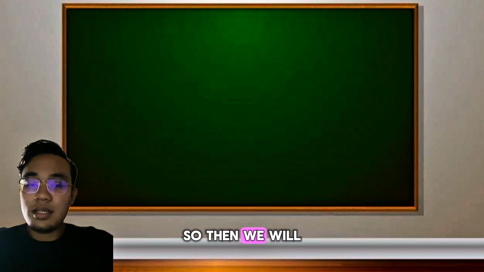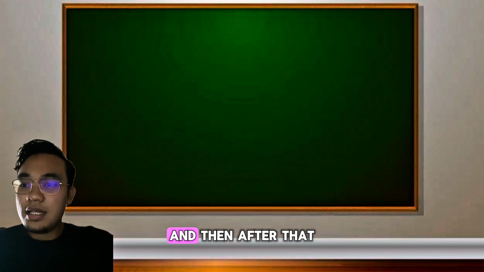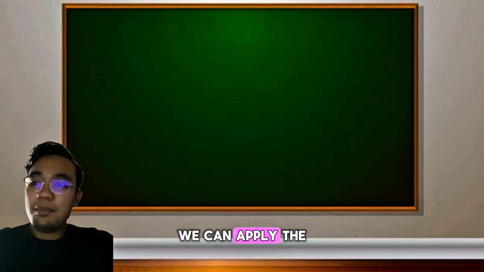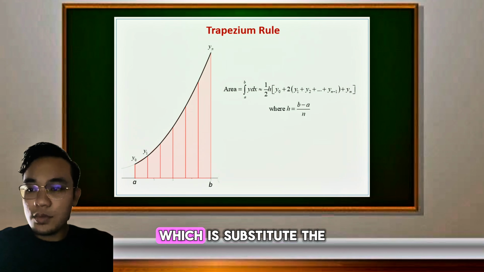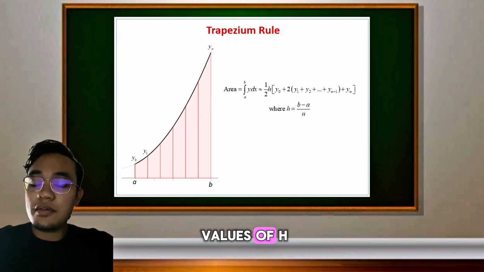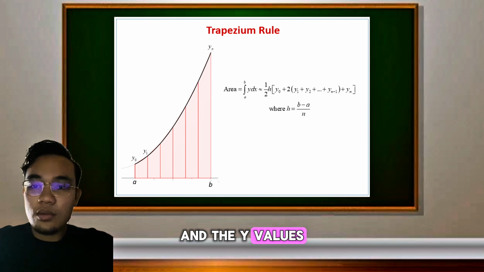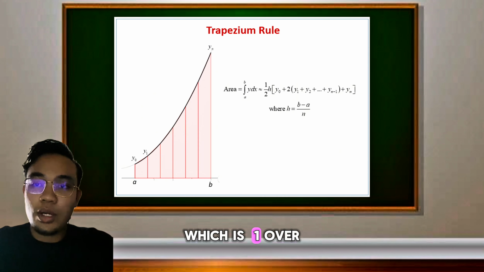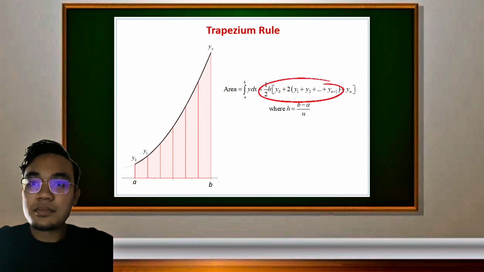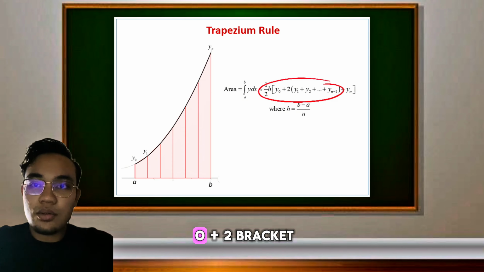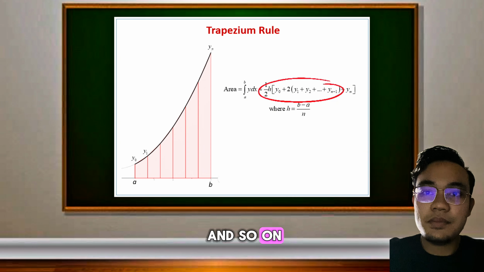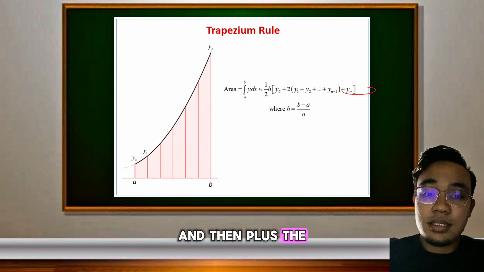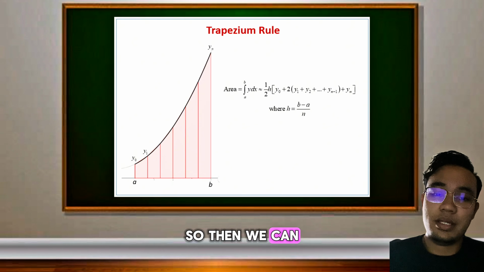Then we will find y, and after that we can apply the trapezium rule formula, which is to substitute the values of h and the y values into the trapezium rule formula, which is 1 over 2 h, and then bracket y0 plus 2 bracket y1 plus y2 and so on, and then plus yn. So then we can get the answer.